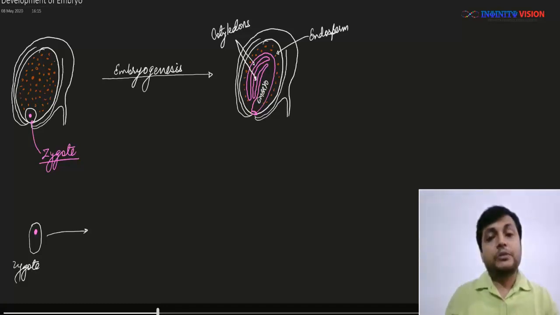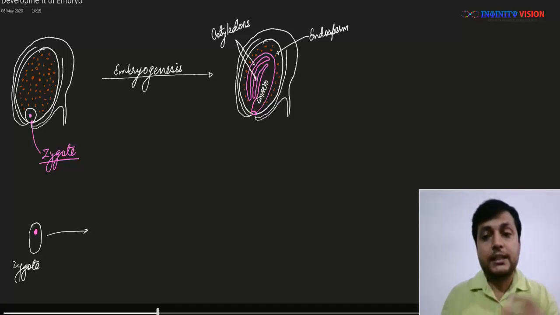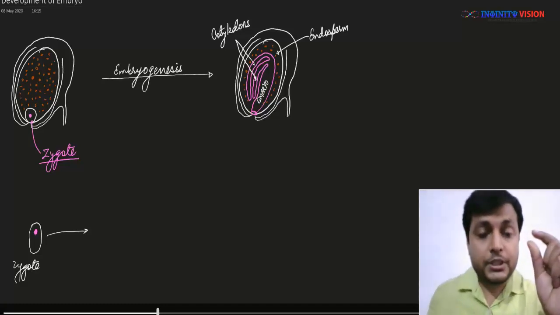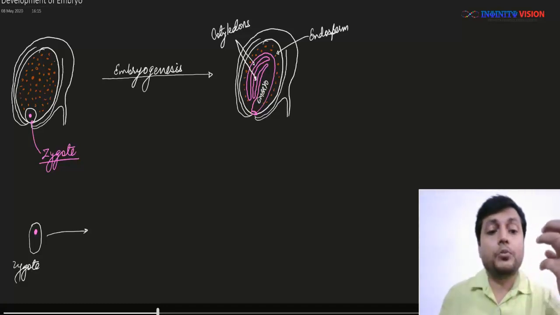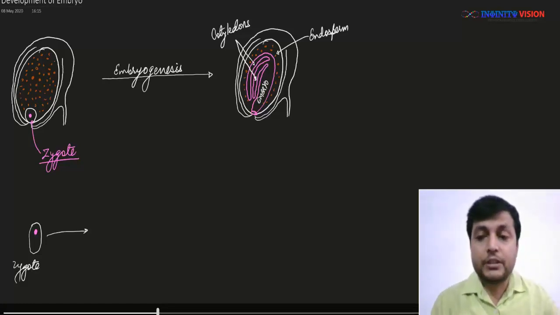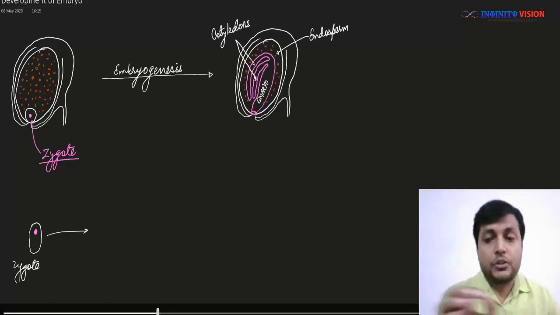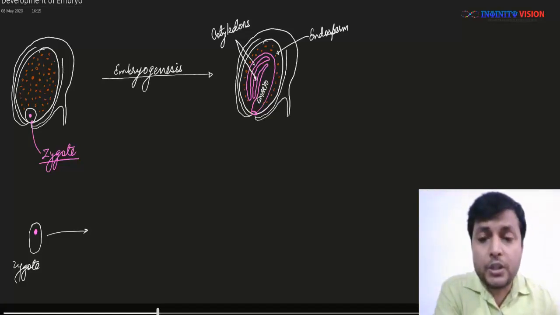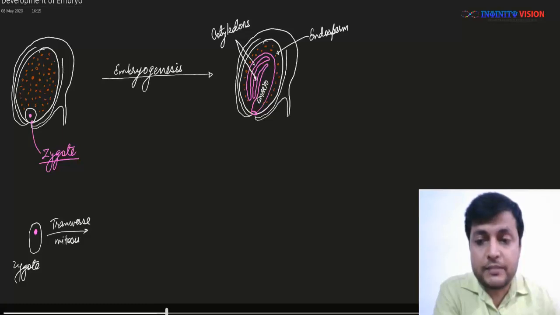Now let us see how this happened, how this single-celled zygote develops into this full-grown embryo. What are the different stages in it, how it divides, how they form it. So we are again starting with the single-cell zygote. This is the zygote here, and first of all, the zygote undergoes a transverse division to form two cells. Transverse mitosis to form two cells.